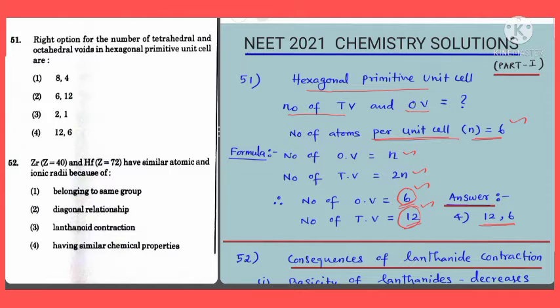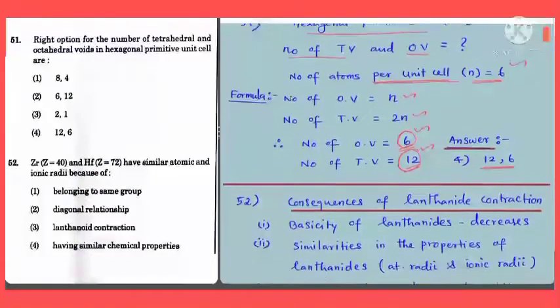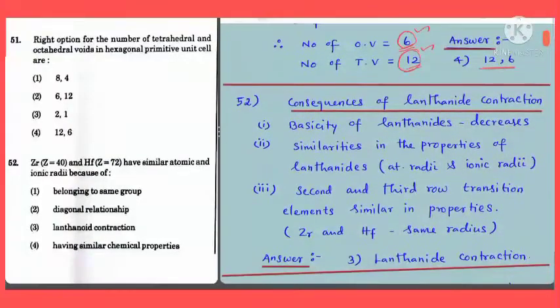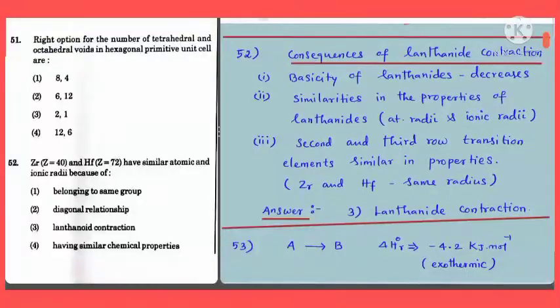Zirconium with atomic number 40 and hafnium with atomic number 72 have similar atomic and ionic radii. Because of which of the following reasons? Belonging to the same group, diagonal relationship, lanthanide contraction, having similar chemical properties. Actually this comes under the topic lanthanide contraction. We have the consequences of lanthanide contraction, isn't it? What is meant by lanthanide contraction?